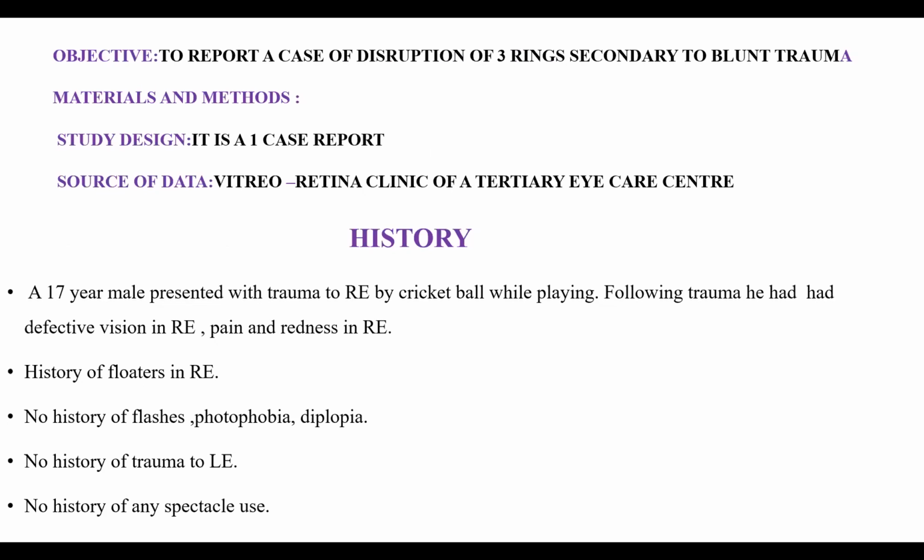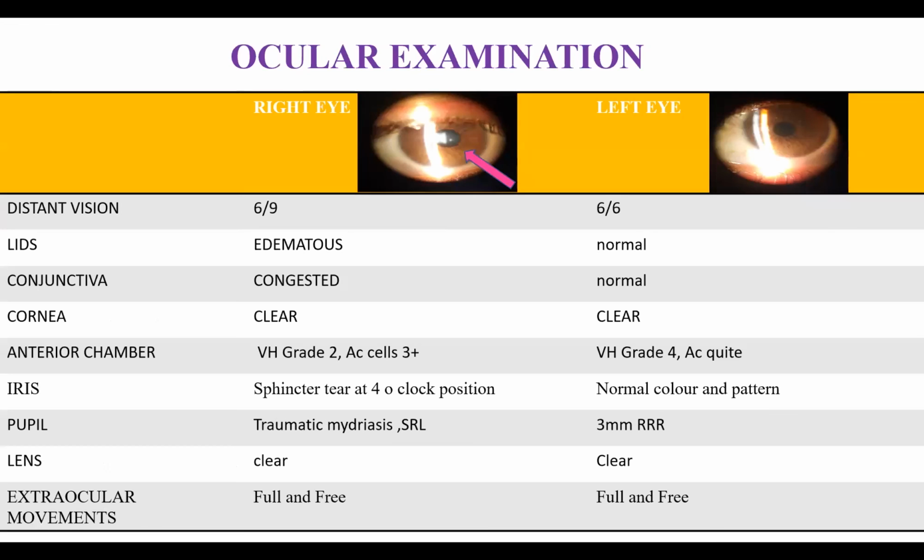There is no history of flashes, photophobia, or diplopia. No history of trauma to the left eye, and no history of any spectacle use. Ocular examination: distant vision in the right eye is 6/9. In the left eye, it is 6/6.